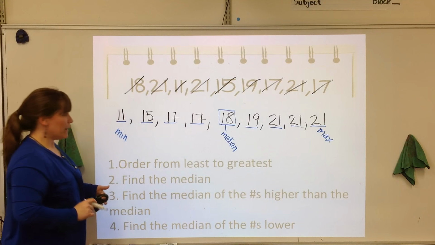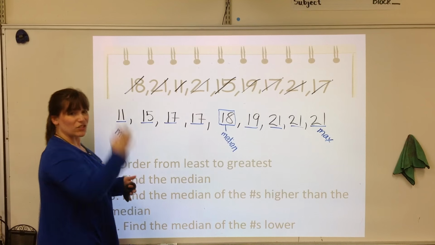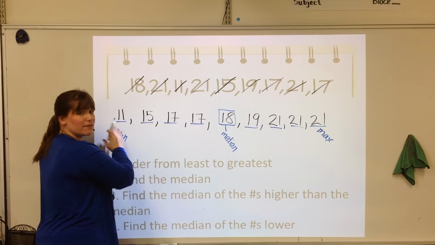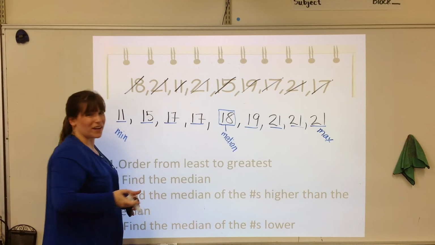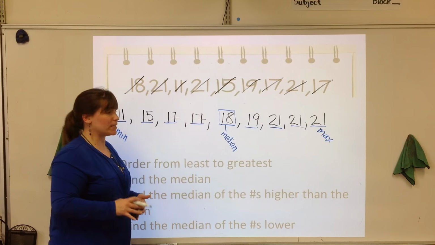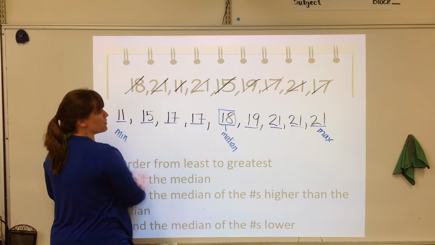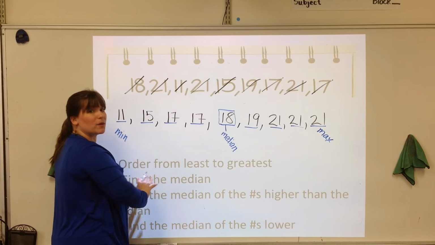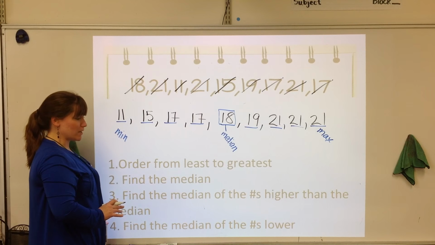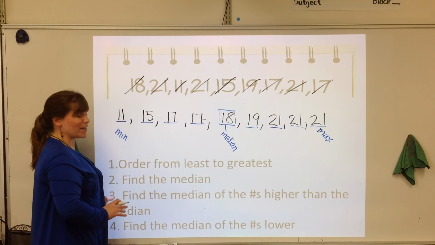Okay. After we find the middle, we have just now split it into 2 groups. I have a group to the left and a group to the right. So I have 2 pieces. I need 4. In order to find 4 pieces, I'm going to take these numbers that are below 18, and I'm going to find the median of the lower half and the higher half.